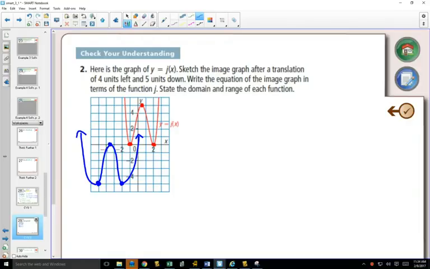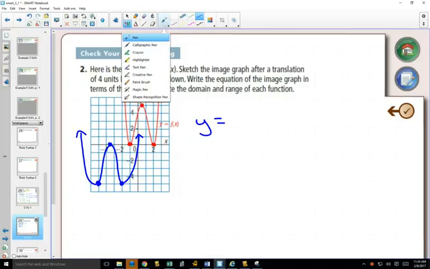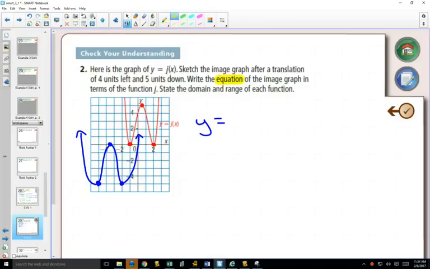What is the equation in terms of the function j? So now we want to write an equation. Okay? Another key thing. It asks for an equation. An equation has an equal sign. So anytime a question asks for the equation, the answer for this one is going to be y equals, and two things happen. We moved it 4 to the left. That shows up as a plus 4 inside the function. And we moved it 5 down. So we're going to have a minus 5 after the function.